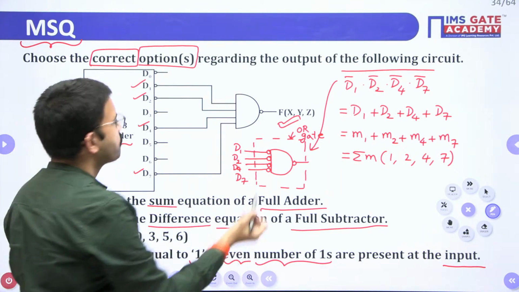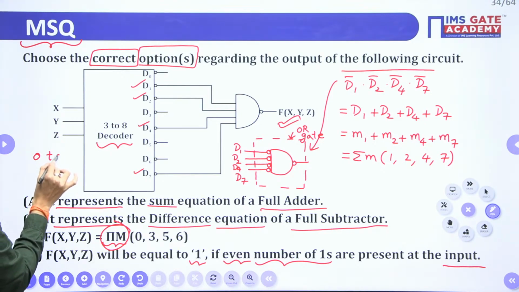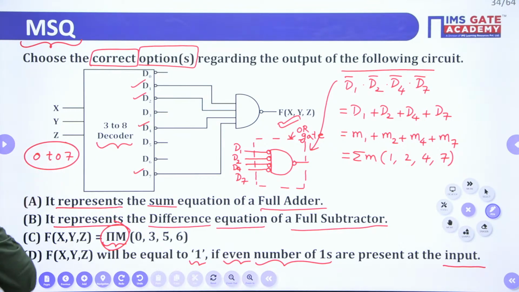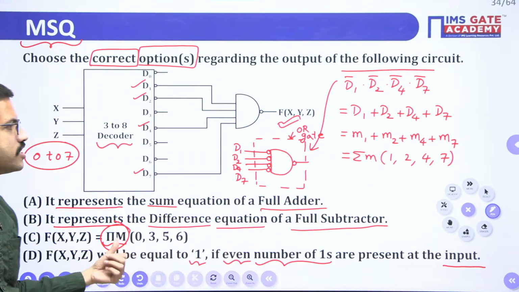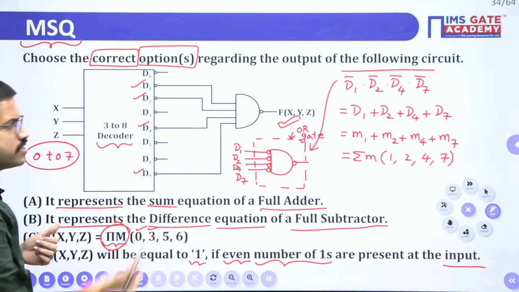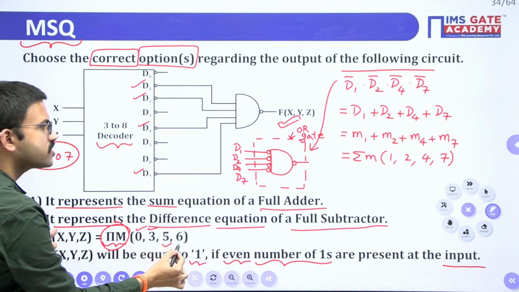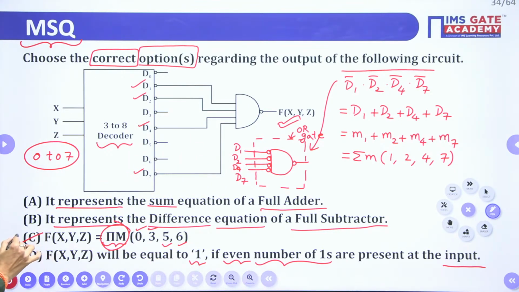When you are having 3 variables, in general you will be having the range 0 to 7 as the corresponding decimal equivalents. Within this range, other than these terms, the remaining will be these. 0 is there, 1 and 2 are present there, 3 is present here, 4 is present there, 5 and 6 are present here, 7 is there. Correct? So that means option C is correct.